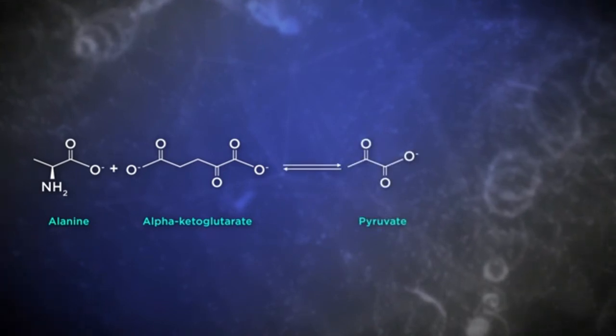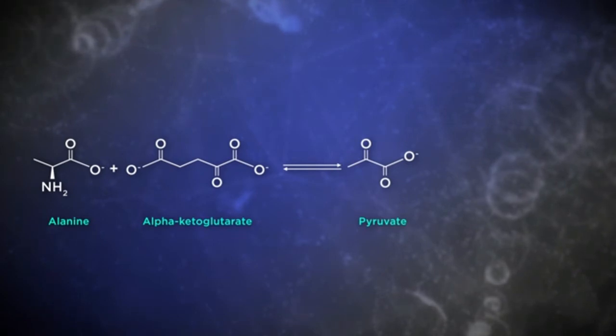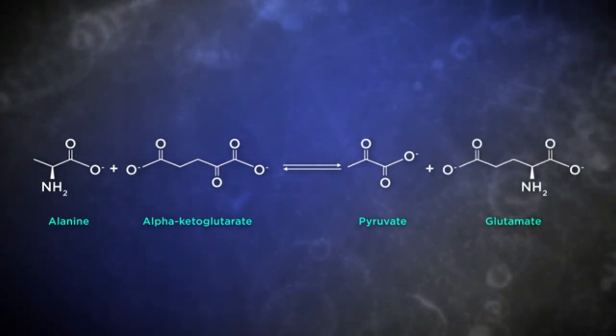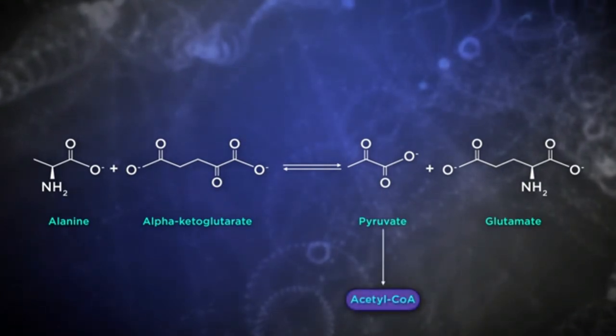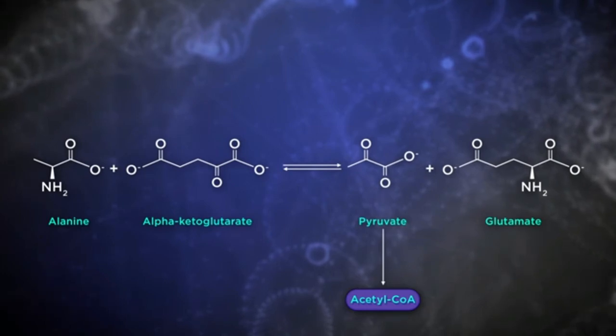Alpha-ketoglutarate plays a crucial role in nitrogen metabolism. Its ability to accept amine groups allows it to mop up toxic ammonia and to participate in reactions called transaminations. These types of reactions are very important in amino acid metabolism. For example, the amino acid alanine can transfer an amine to alpha-ketoglutarate. In this reaction, loss of an amine converts alanine to pyruvate, while gain of the amine by alpha-ketoglutarate produces glutamate. The pyruvate from alanine can then be converted to acetyl CoA, providing a path for yet another amino acid to enter the citric acid cycle.